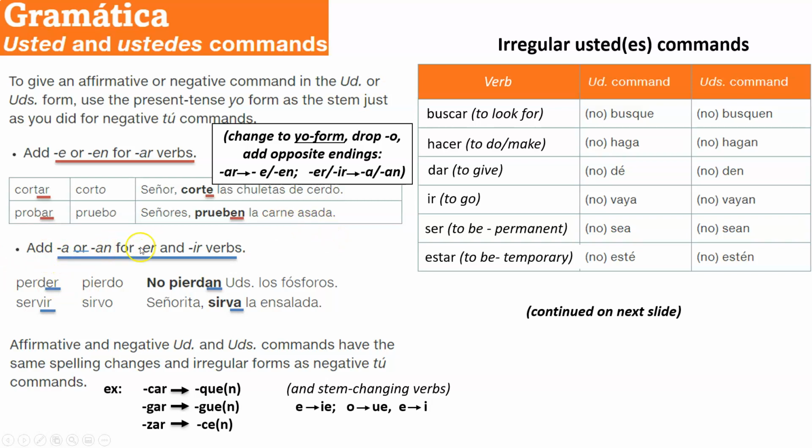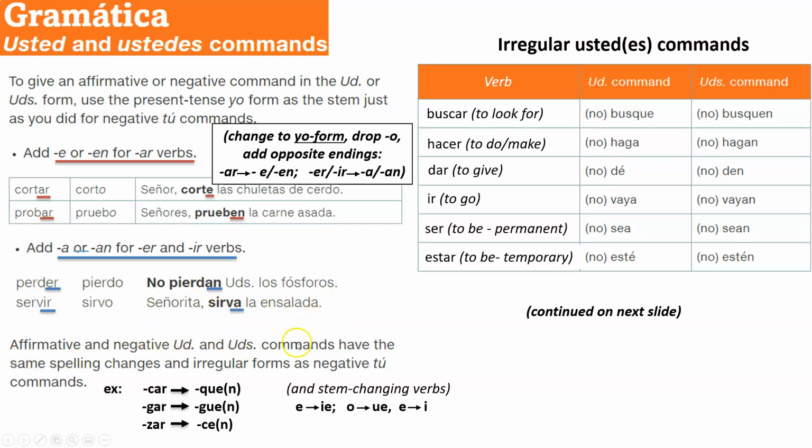Same thing. Add a or an for ER/IR verbs. Perder becomes pierdo. You notice this e changes to ie in the yo form. Then drop the o and put opposite ending. No pierdan ustedes los fósforos. Hey, you all, please don't lose the matches. Servir. The e becomes i in the yo form, sirvo. Señorita, sirva la ensalada, por favor. So, ma'am, serve the salad.